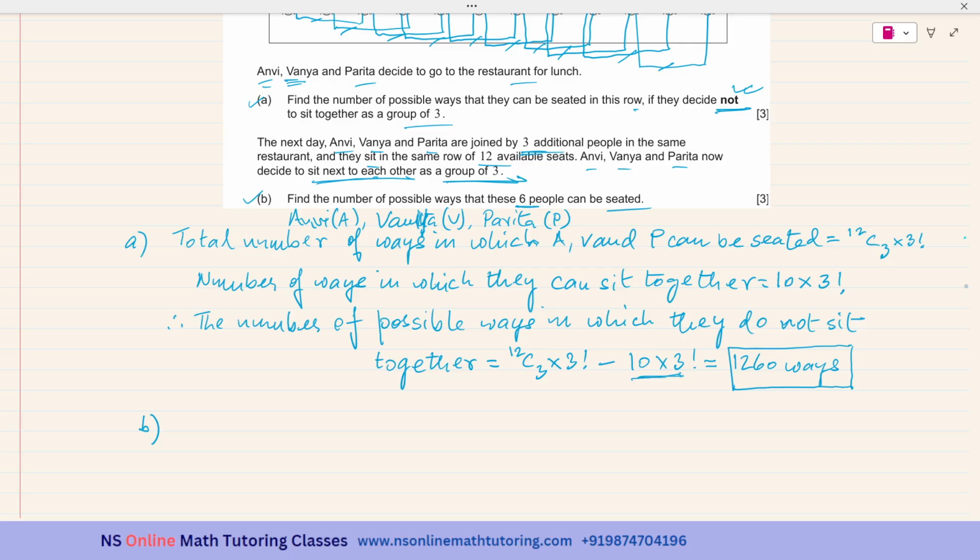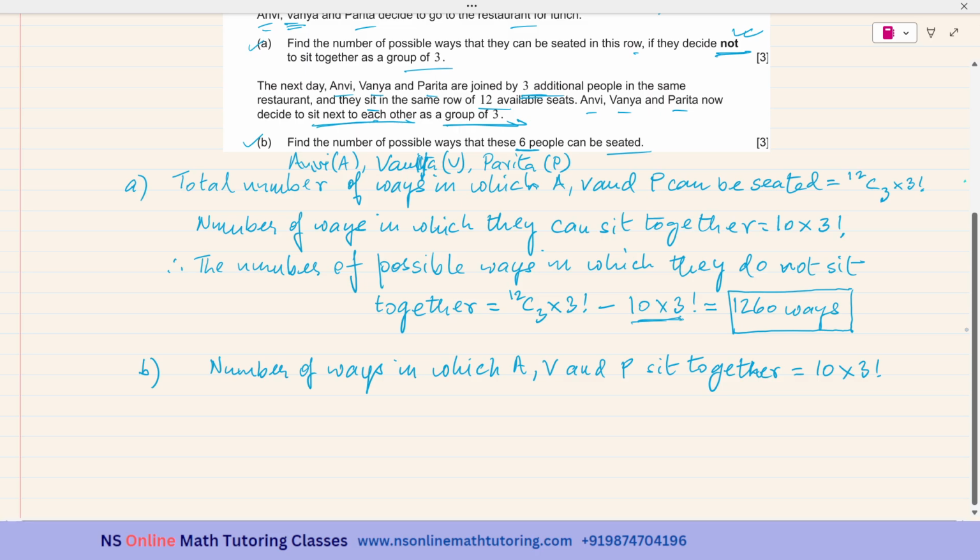So let us write that number of ways in which A, V, and P sit together is equal to 10 times 3 factorial. Okay, and there are 3 more people, additional people. So it is "and", because they have to sit also.